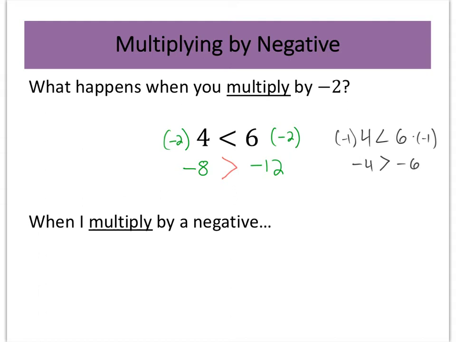So it might be a good idea to write in your notes: when I multiply by a negative, what happens? If I were to answer that question, I would say the symbol flips. And the symbol being the inequality symbol.